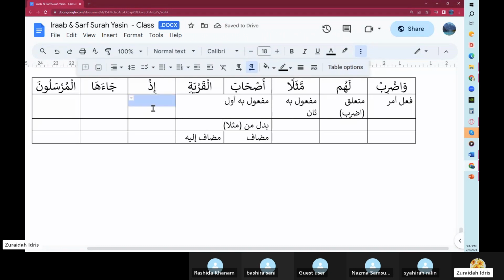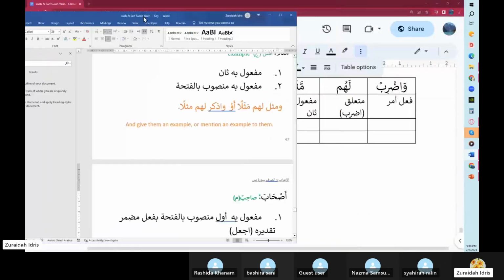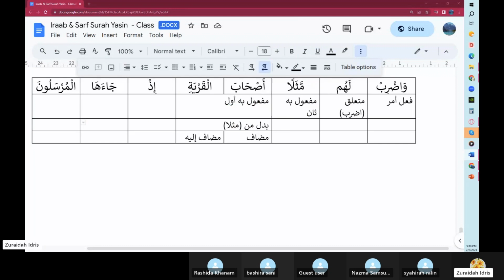Okay. Now here we said just now, when it is a zarf zaman, it is basically mudaf, and what comes after it is the mudaf ilay, what we call a complex mudaf ilay, because it's not a single word. It's not mufrad. There's actually a third option for this, but we'll not go into that. Maybe as we get along and we are more confident, and you start suggesting things, alhamdulillah, then we can go down that road.